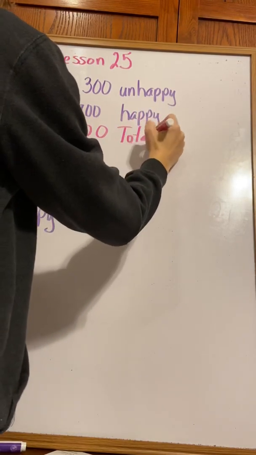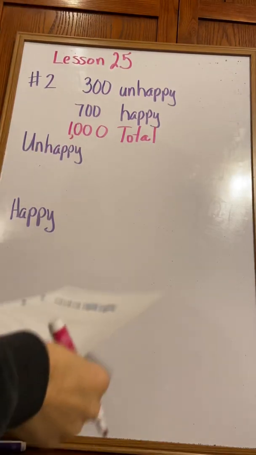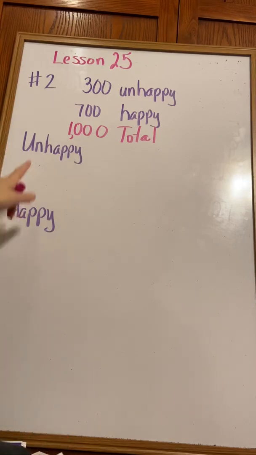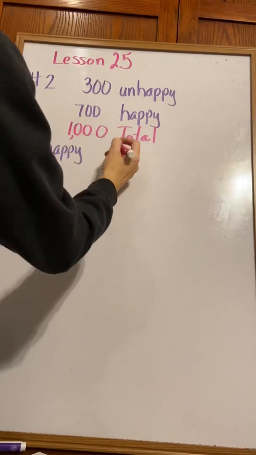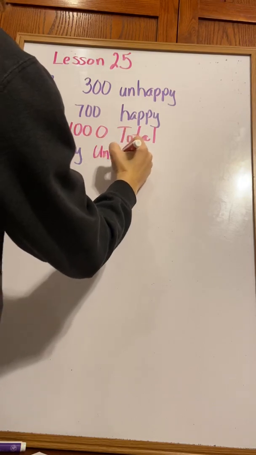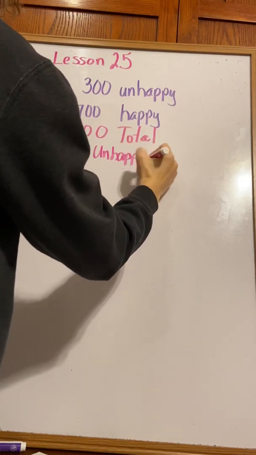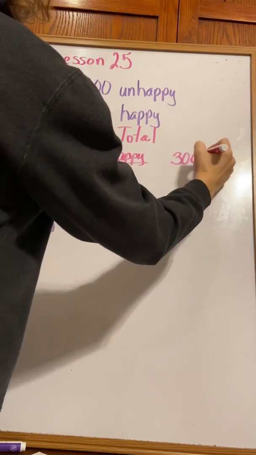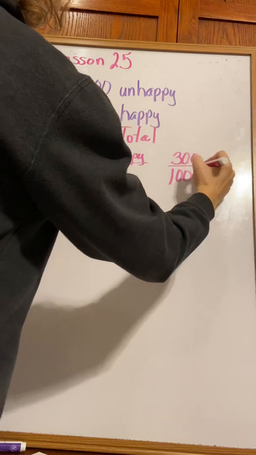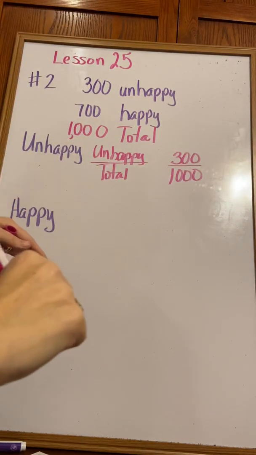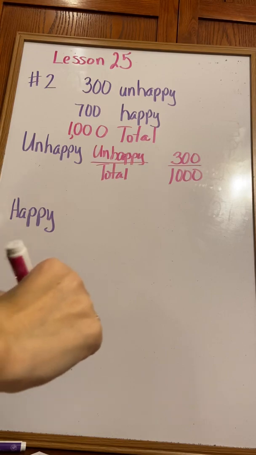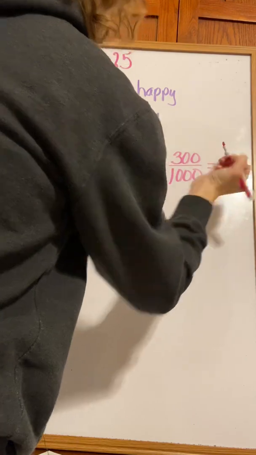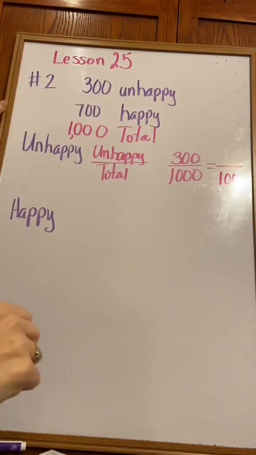Total participants. Now, in your question, it says we got to write a fraction and a percent. The fraction, let's start with the fraction. Unhappy. So we're going to look for the unhappy compared to the total, which is going to be 300 out of 1,000. So now let's take that and change it to a percent. Remember that percent is out of 100. So I'm setting a proportion up out of 100.